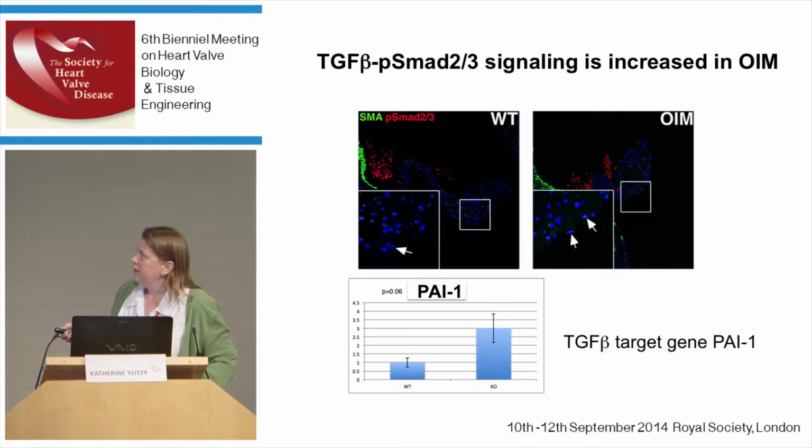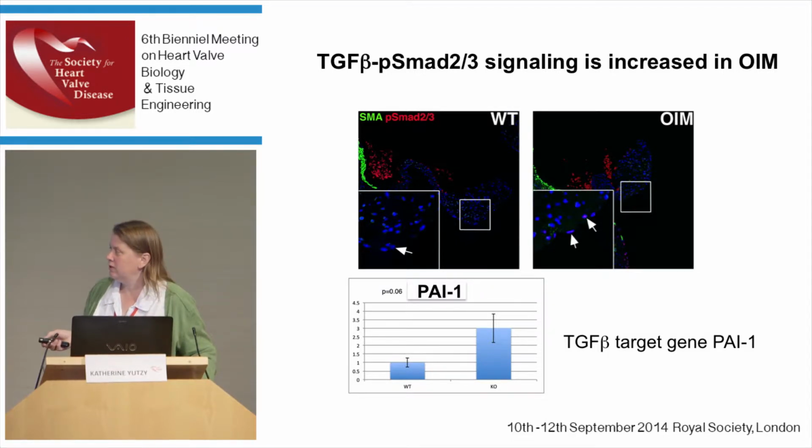And then we also looked at this plasminogen activator inhibitor, which is a direct downstream target of TGF-beta, and it's also increased in the knockout, or in the osteogenesis imperfecta. And so these are both indicators that there's increased TGF-beta signaling in these proteoglycan-rich valves.